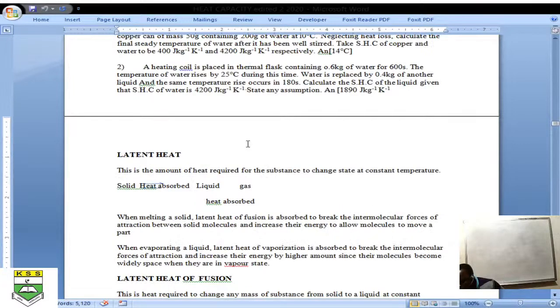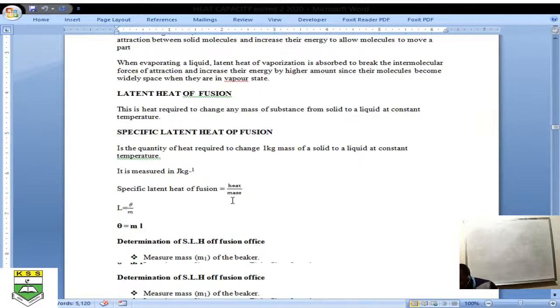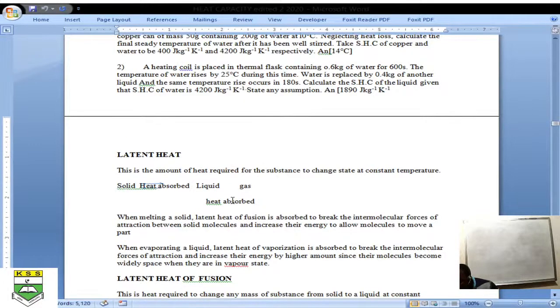We are going to begin with, of course, when a substance is changing state, there is absorption of some heat. We are going to begin with the latent heat of fusion. I've told you that there are two types.